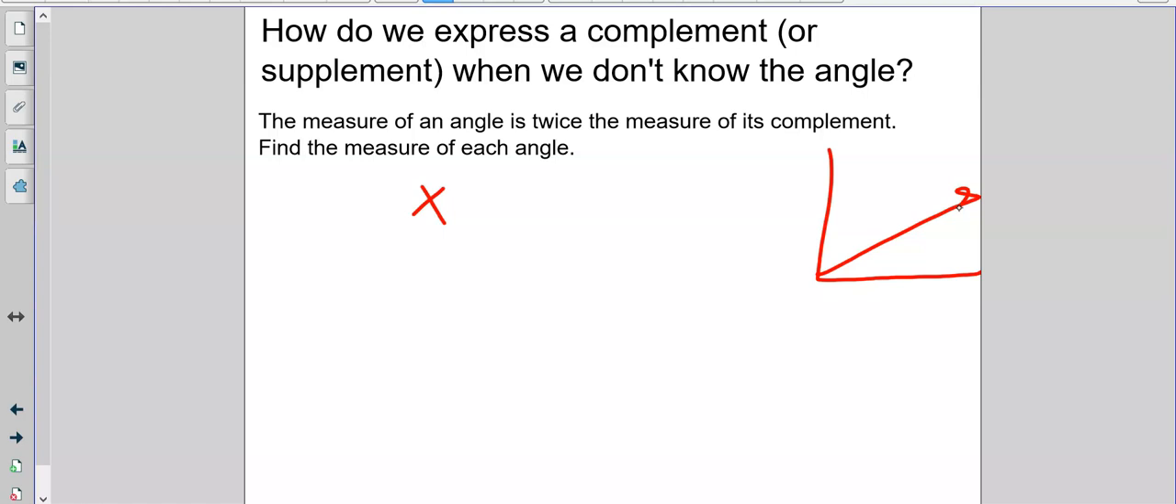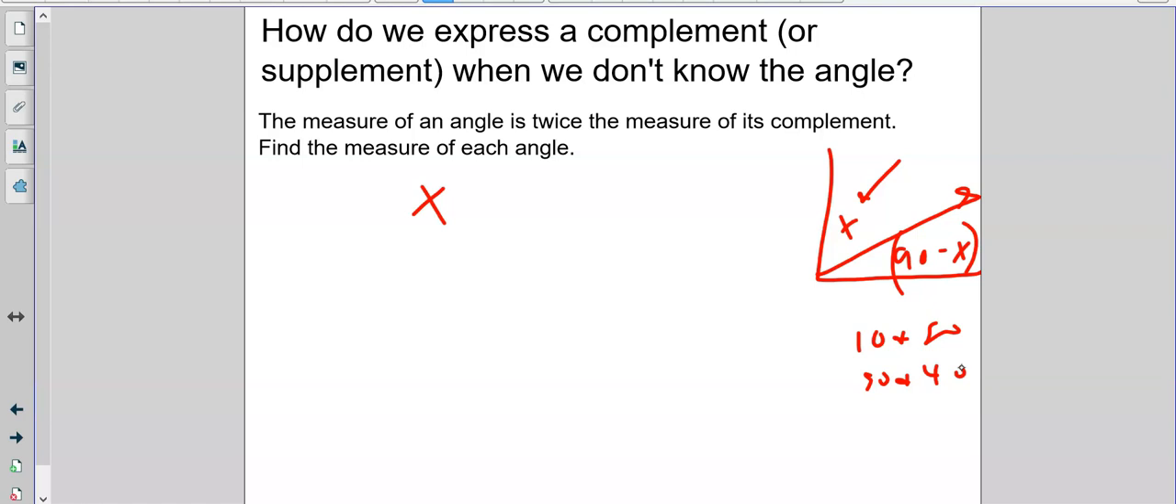So it says the measure of an angle is twice the measure of its complement. We're just going to say this one's x. This angle here, we don't know what it is, but it's going to be 90 minus x. So again, if this was 10, 90 minus x would make the other one 80. If x was 30, 90 minus x would be 60. So you'd have stuff like 10 and 80, 50 and 40. To find a complement, you just do 90 minus whatever the first number was.